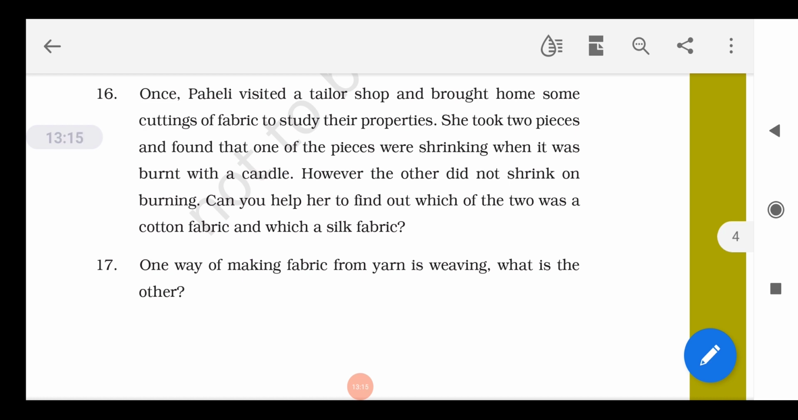Okay, question number 17. One way of making fabric from yarn is weaving, and what is the other? So the other way of making fabric from yarn is knitting.